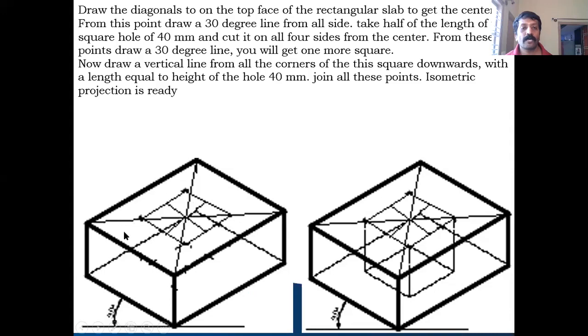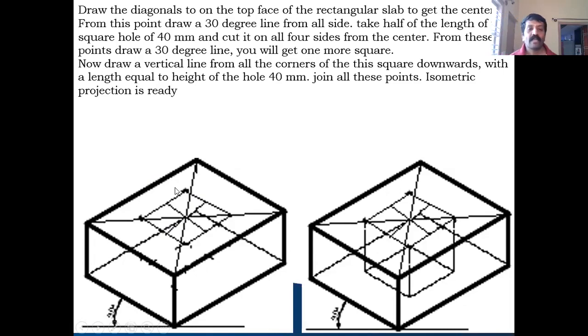From this point you draw a 30-degree line in this direction or parallel to this. From this point you draw a 30-degree line in this direction or parallel to this. Likewise from the other two points. Once you draw all these lines, you are going to get a square like this. So this is the square hole point exactly at the center.